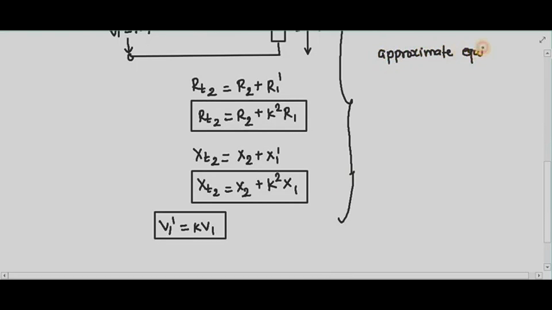Approximate equivalent circuit of the transformer referred to the secondary side.